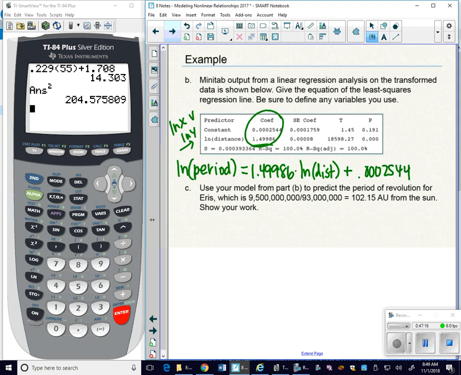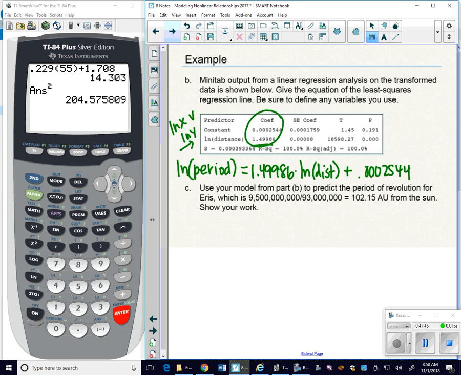So Minitab has performed linear regression on the transformed data. The alternative would be to perform power regression on the original x and y. And while your equations are going to look different, your prediction should be the same. So in letter C, it says to use your model from part B to predict the period of revolution for Eris, which is, I'm not even going to say that word, 102.15 astronomical units from the sun.